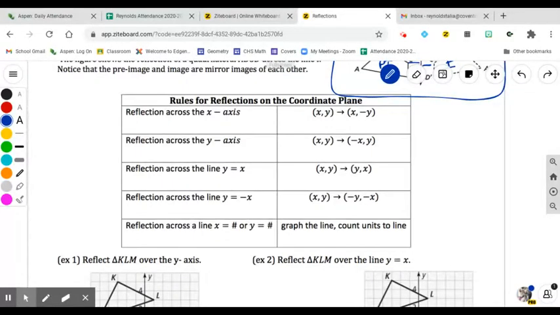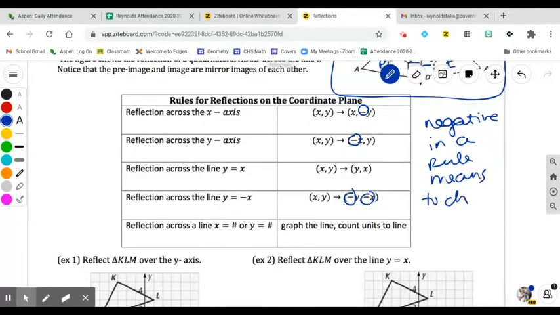There are certain lines that a lot of times kids use the coordinate rule. So let me just explain real quick what these coordinate rules mean. Do you see how some of them have negatives? Anytime a coordinate rule has a negative, it just means to change the sign. So I'm just going to write that little note over here. A negative in a rule means to change the sign.